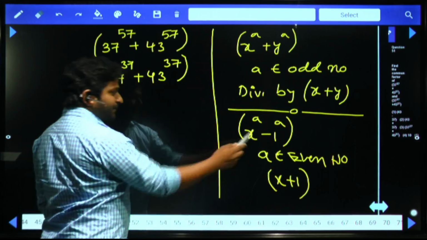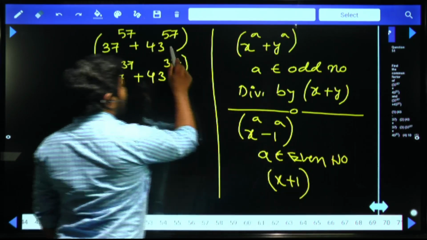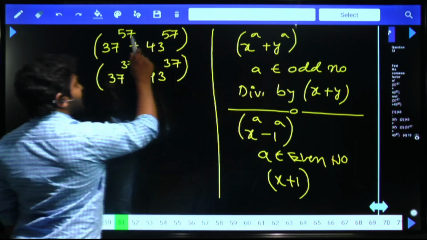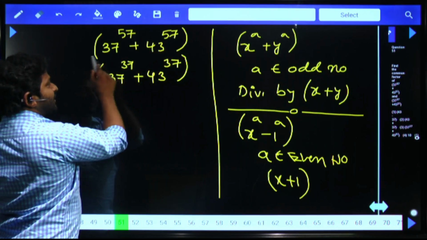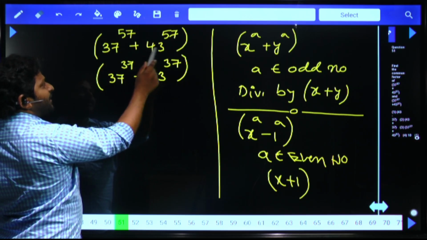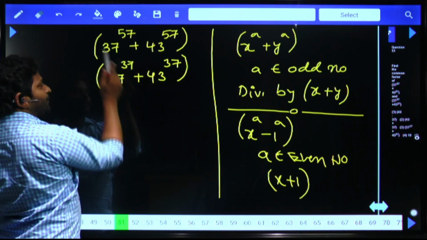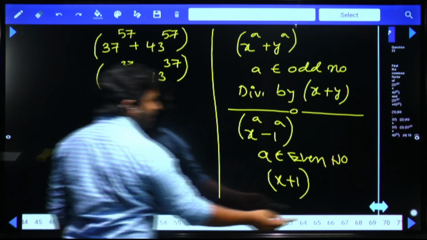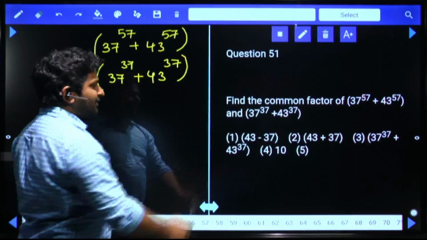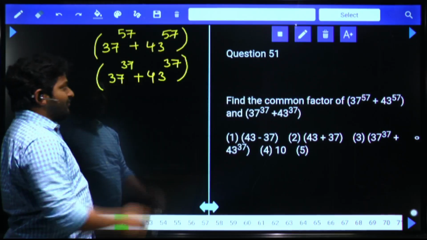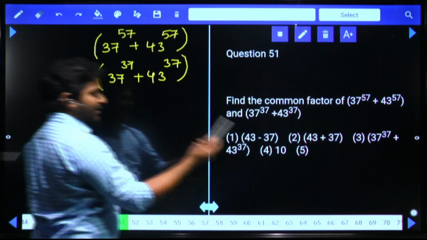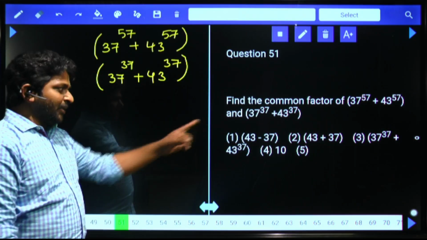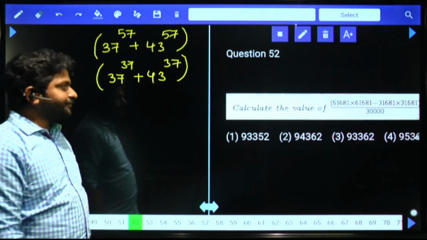Using this rule, both numbers are in the form of x power a plus y power a, where a is an odd number. This is an odd number, this is an odd number. So for the entire number, 37 plus 43, that is 80, is a factor. And for this number also, 80 is a factor because the exponents are odd numbers. So the common factor available is 80, which is 37 plus 43 or 43 plus 37, whatever it is. So the second option is our answer.